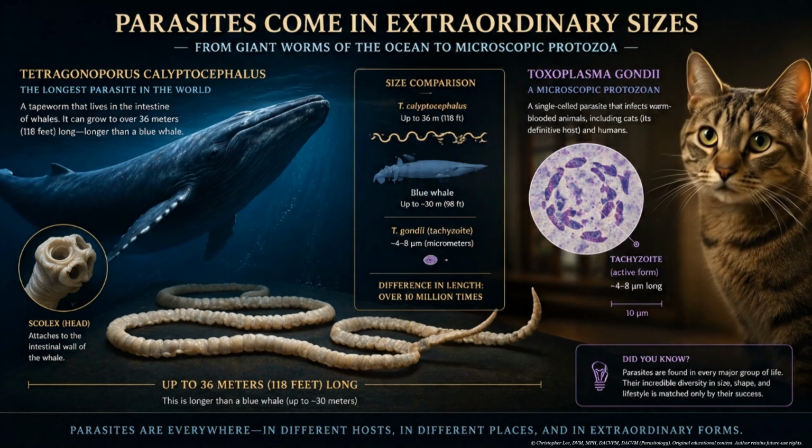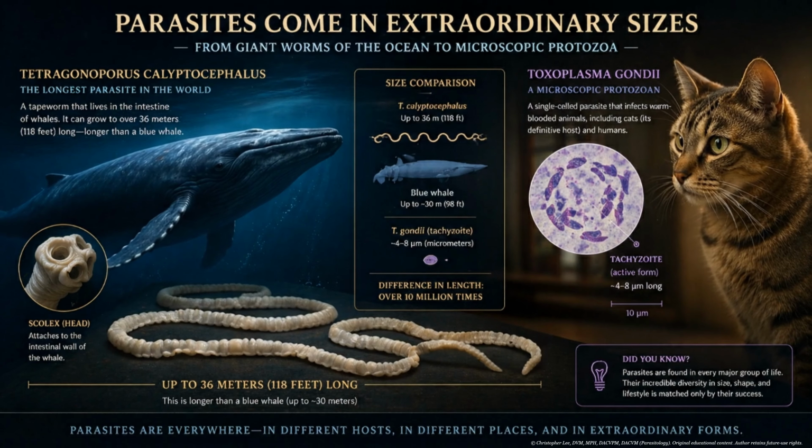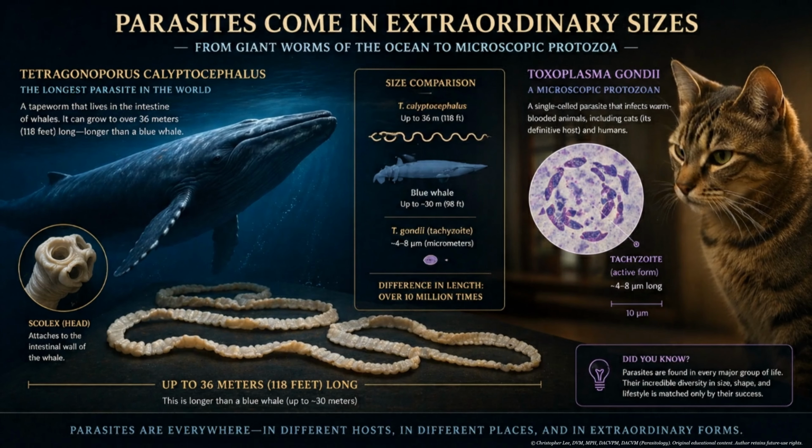Parasites come in extraordinary sizes and forms. Some are microscopic, like protozoa that require a microscope to see, and others are massive, like tapeworms that can reach extraordinary lengths in marine mammals. That range tells us something important. Parasite does not describe one body type or one evolutionary family. It describes a way of life. So before we learn individual parasites, we need to organize the major groups.